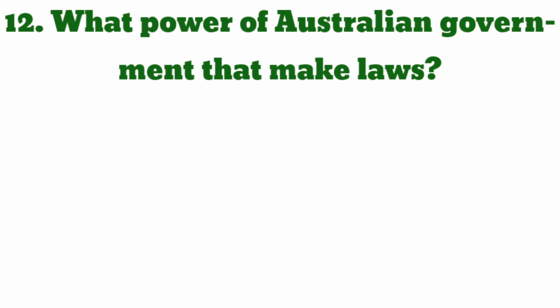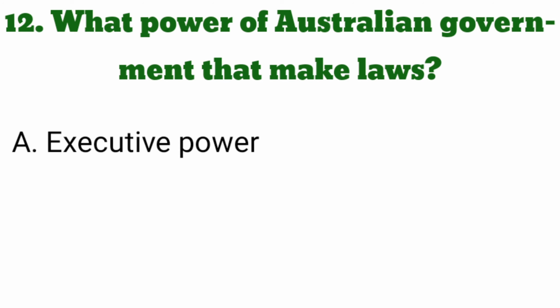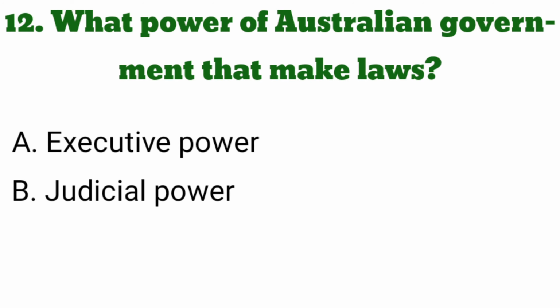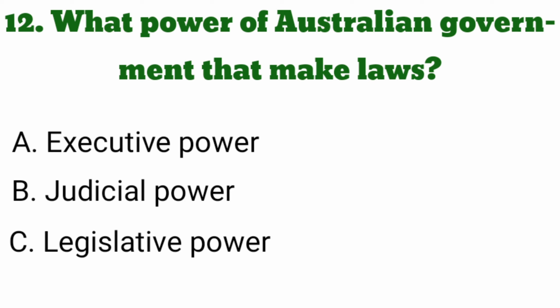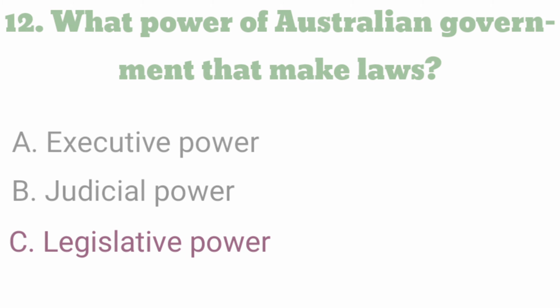Number 12. What power of the Australian Government makes laws? Letter A, Executive power. Letter B, Judicial power. Letter C, Legislative power. The answer is letter C, Legislative power.